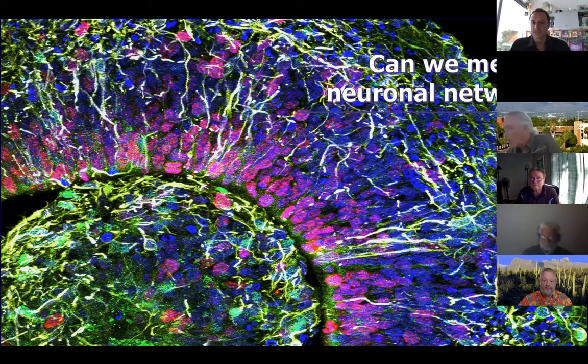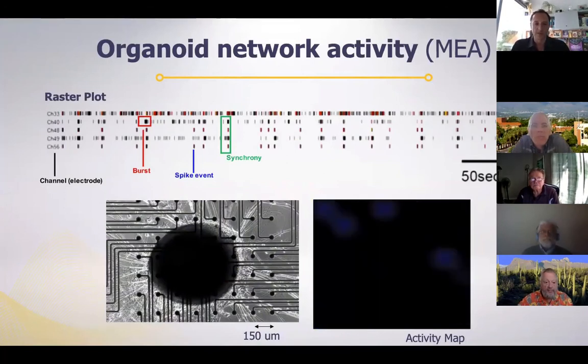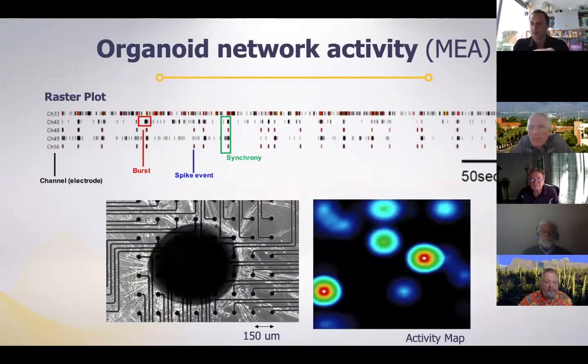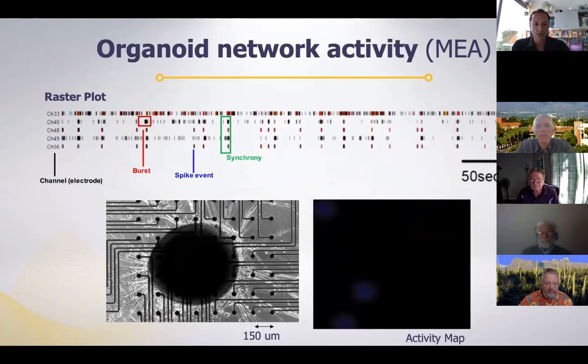And what we decided to do was to plate them on top of multi-electrode arrays. So this is a picture of one of these organoids. They remain on the same electrodes for longer periods of time. They keep the rounded shape, although you can see some of the processes already migrating out from the bottom. But nonetheless, you can generate an activity map, a raster plot, and you can follow the development.